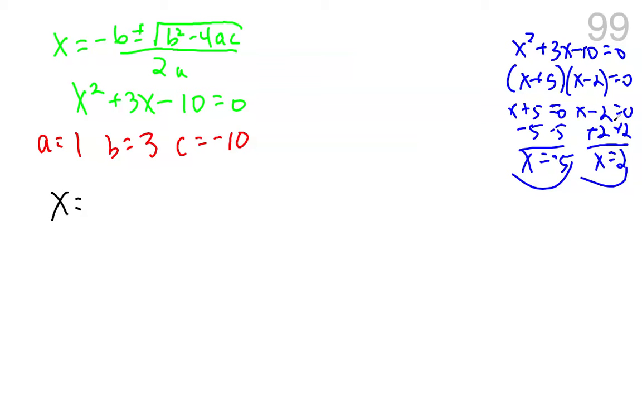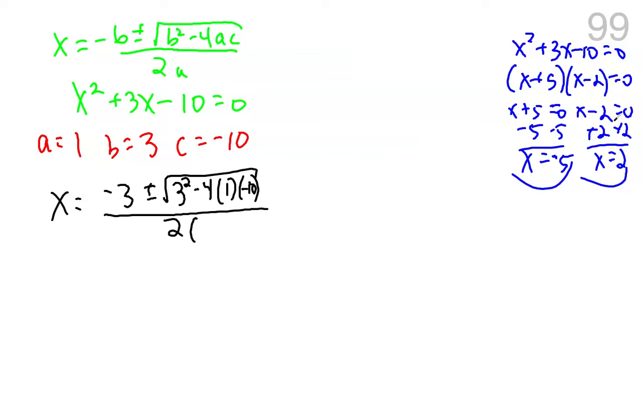X equals, now, there's my line. What does B equal here? 3. So I have to put -3, plus or minus the square root of 3 squared minus 4 times what? 1 times -10. All over 2 times 1. So x equals, now this is why kids like it. If you can put all of your numbers in here, it's just a matter of grinding out the answers. There's no thinking involved. It's just calculating. And your calculator will do most of that.